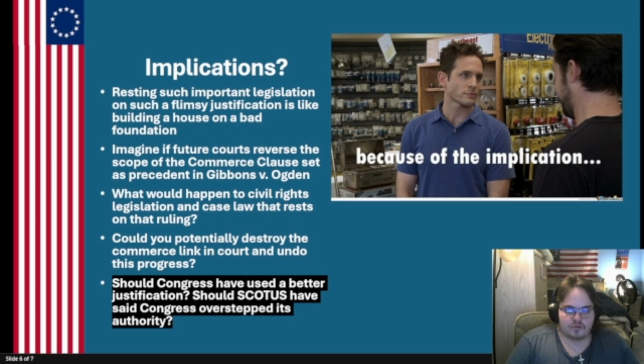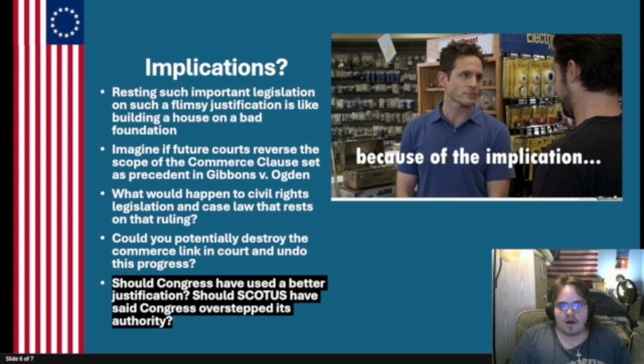Well, imagine if future courts actually disagree with that interpretation and go back on precedent, which is rare, but it's not like that doesn't happen because we now have civil rights legislation which rests upon this interpretation of the Commerce Clause and this expanded definition of commerce. So if that were to change, what would happen to that civil rights legislation? And do you think it would potentially be possible one day to destroy that interstate commerce link?